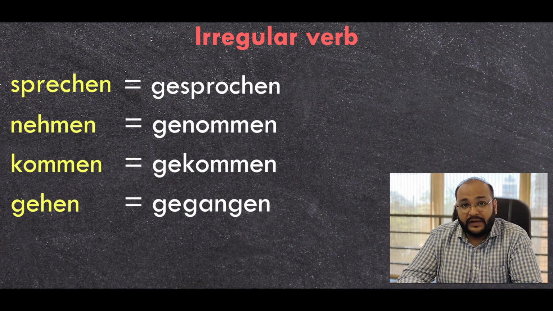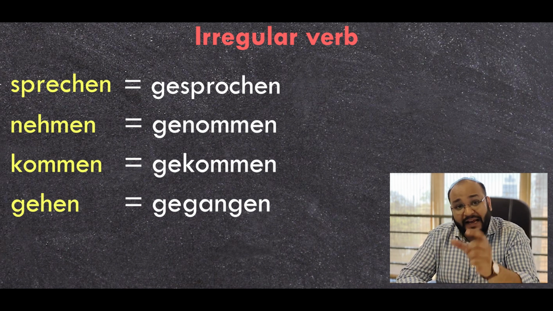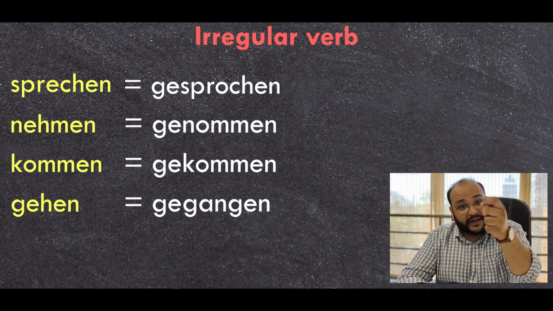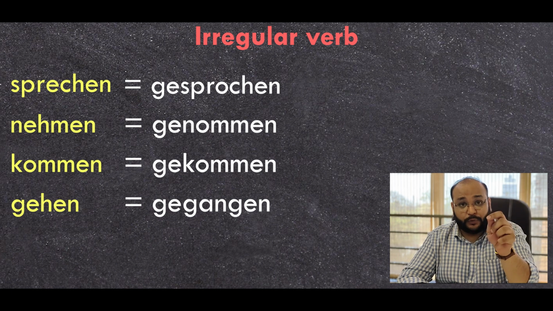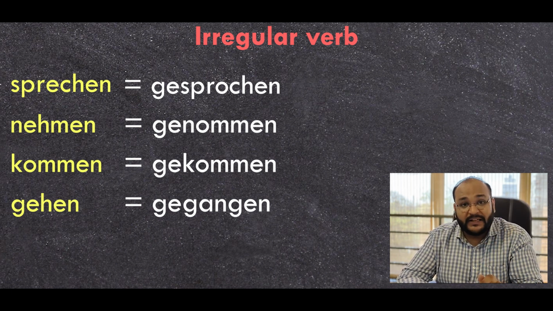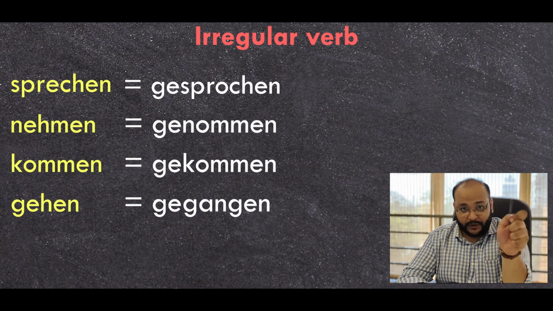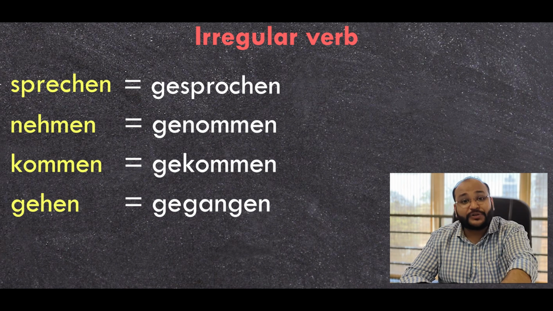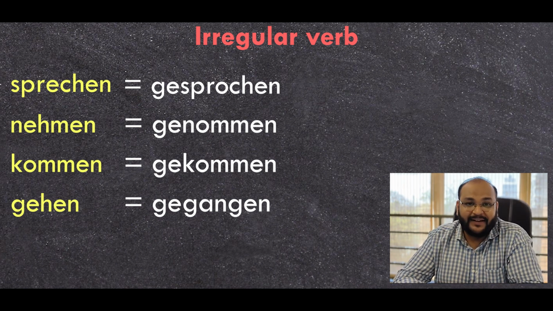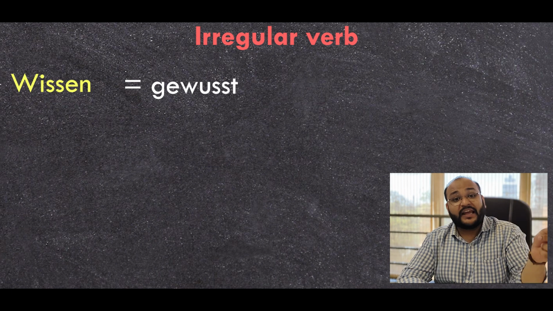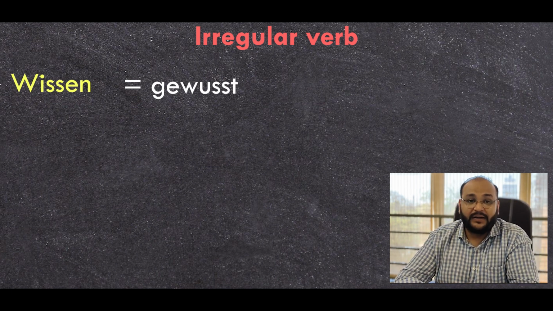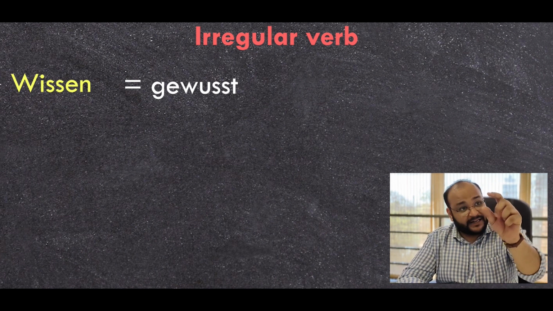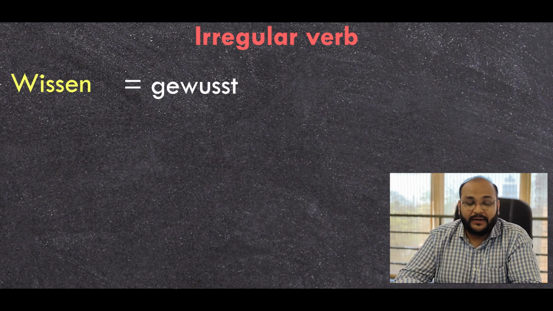Now, let's say it is a mixed irregular verb. As the name suggests, it is a combination of both regular as well as irregular. So how to make the past participle of such mixed irregular verbs? We add ge in front of the verb, we replace en by t, and we also change the vowel in the stem. So for example, wissen becomes gewusst. As you can see, there is ge, en is replaced by t, and there is also a vowel change in the stem.